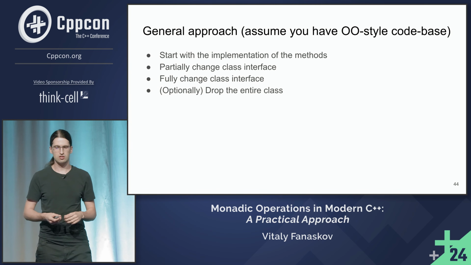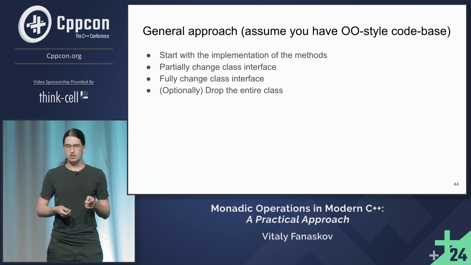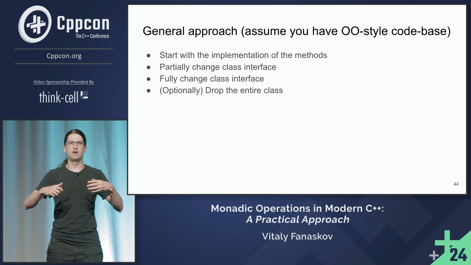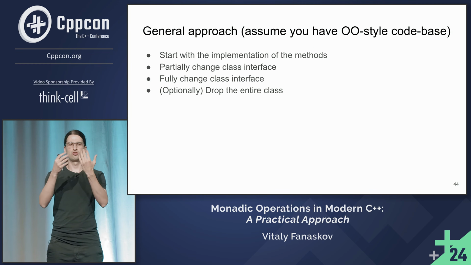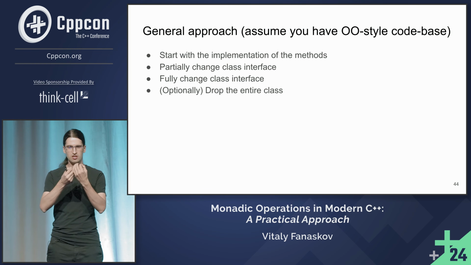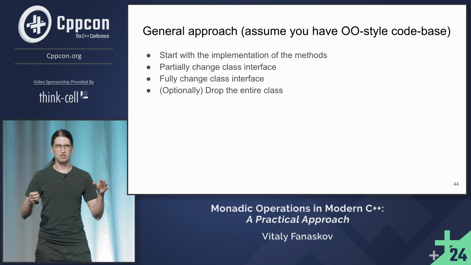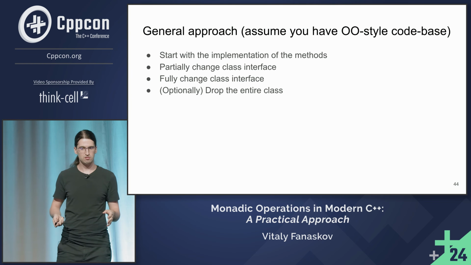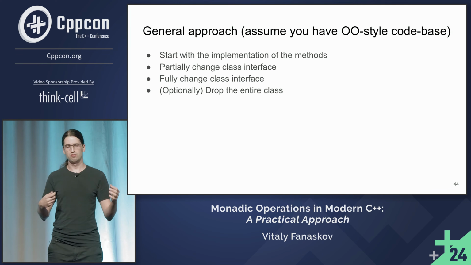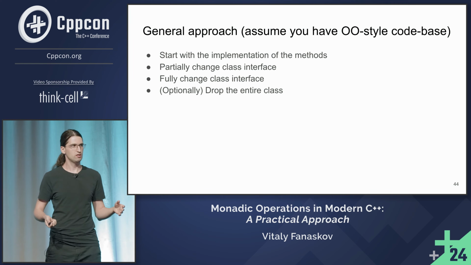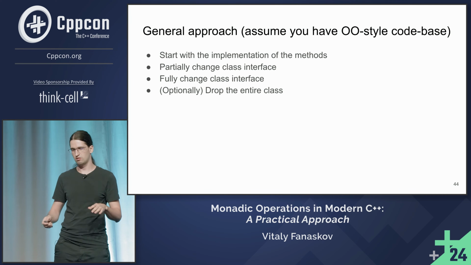So we start not from the top, but, in the sort of functional programming paradigm, we do it from the bottom to the top. We start with the small pieces and then combine, and then get the result. We start from the implementation of the methods themselves. Then we partially change the interfaces of the classes. Then we fully change the class interface, and potentially, if you like enough, we can drop classes fully.